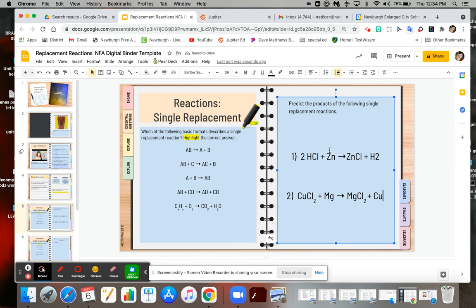So again, the zinc is a positive ion. It can replace another positive like the hydrogen. Magnesium's a metal, it can replace another metal. Notice element, compound.